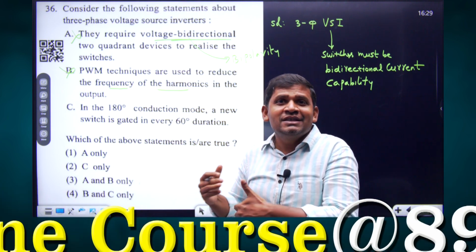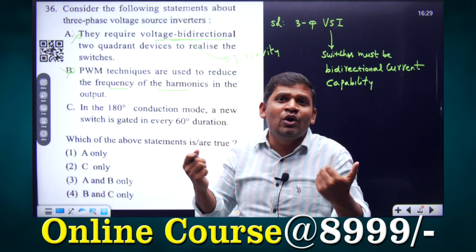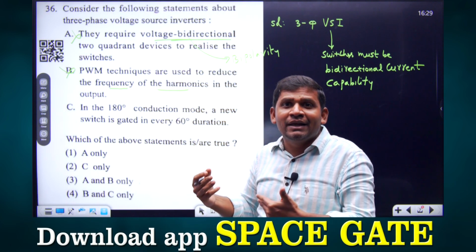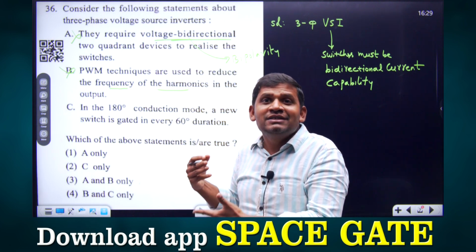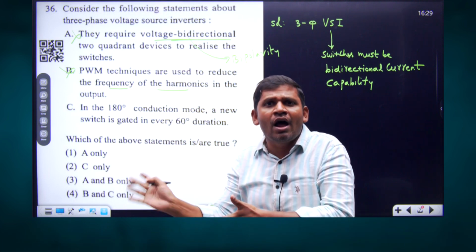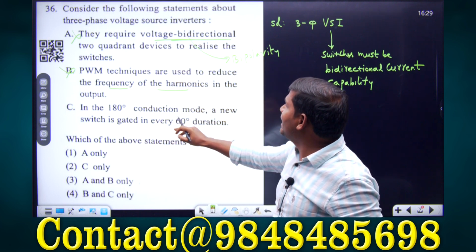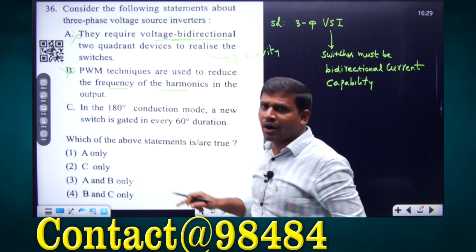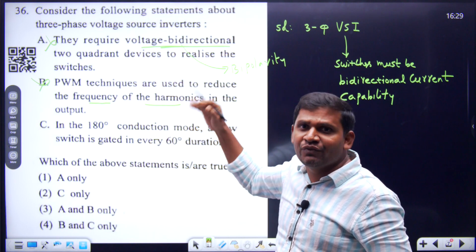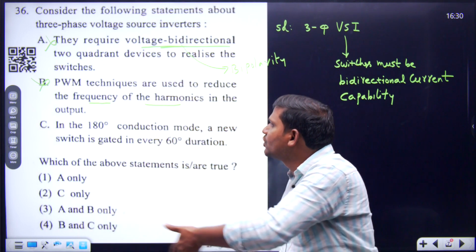Higher order harmonics have high frequency or low frequency? High frequency. That means whatever PWM output we are getting consists of higher order harmonics whose frequency is high. All the low order harmonic frequencies are eliminated. But it says to reduce the frequency of the harmonics, that is meaningless. The output consists of higher order harmonics whose frequency is high. That's why the B statement is also wrong.